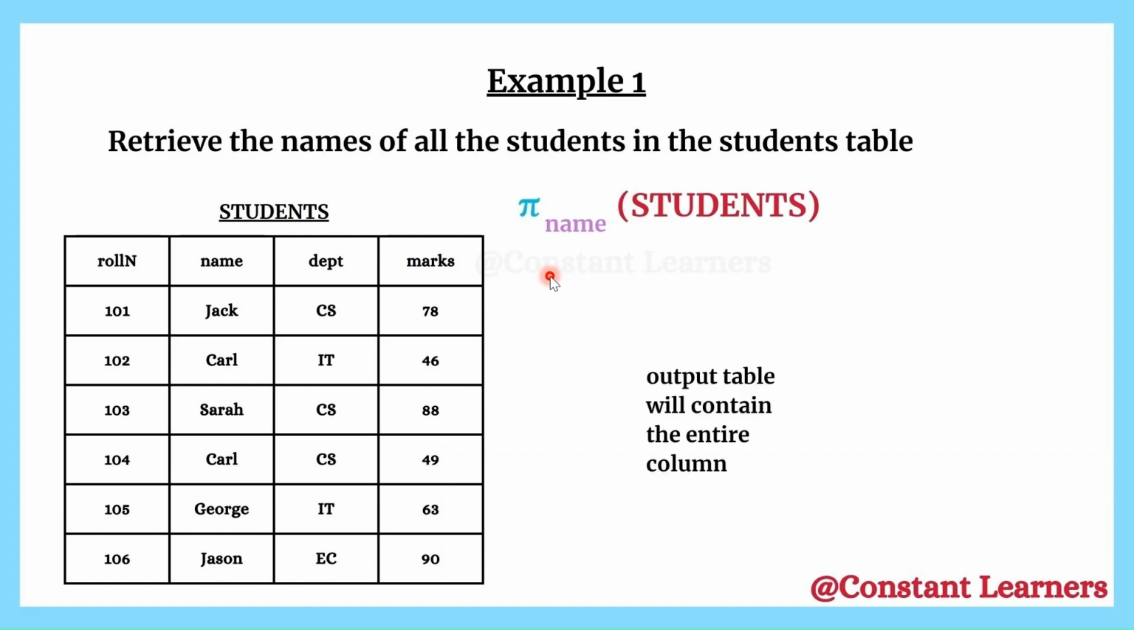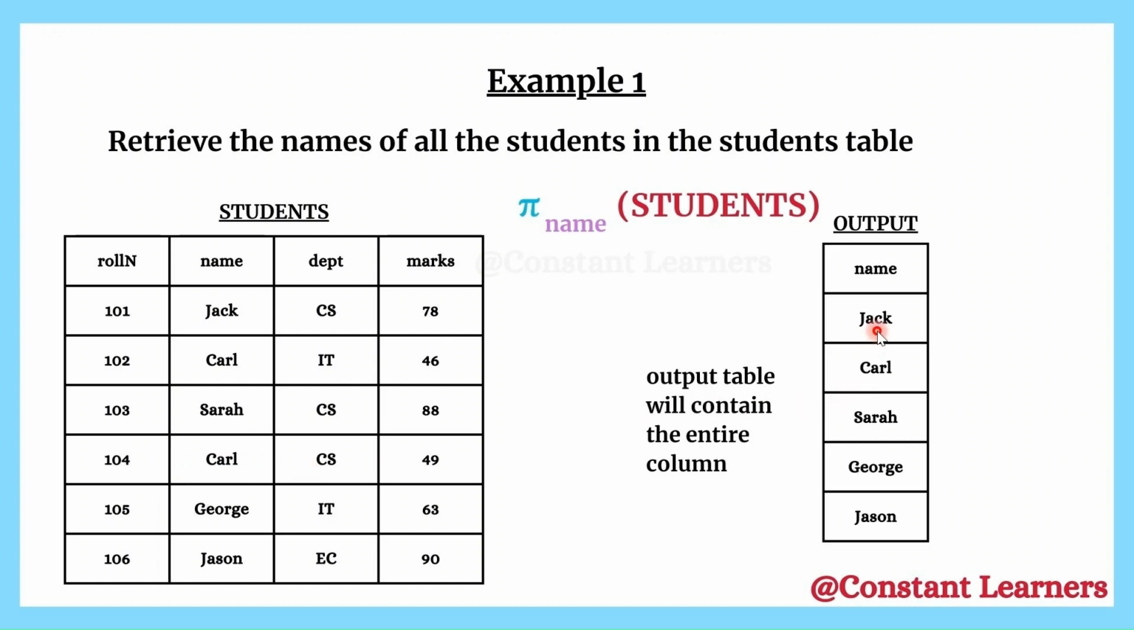Now the output will contain the entire name column, but the repetitive data will be eliminated. For example, here we have 2 students with the name Carl, but the output will have only a single entry. So this is our output. You see, we have only 5 entries here. However, in the students table, we have 6 student entries. So the repetitive name Carl is eliminated, and we have only a single entry with the student named Carl.